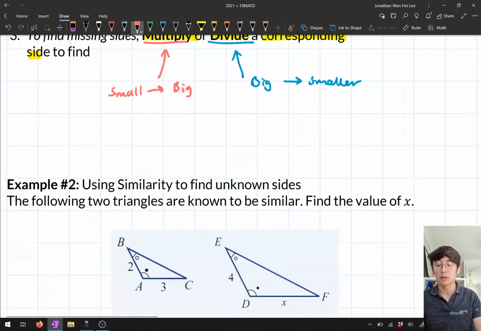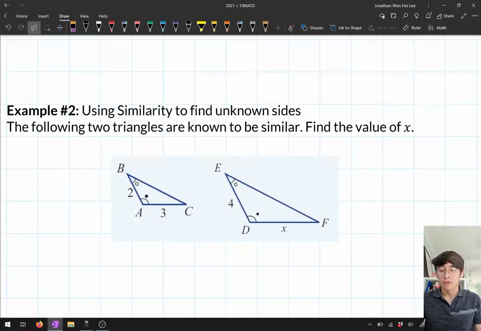So let's go through an example of this. Example 2. The following two triangles are known to be similar. Find the value of x. So here they tell us that these two triangles are similar, and the way that we can tell this is if you have a look at the diagram, we've got two pairs of equal sides here, and we've got equal angles over here, and two pairs of equal angles over here. And so this actually passes the first test, test 1.